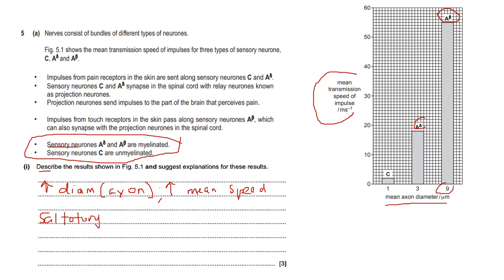Saltatory, I think that's an A over here. Yes, saltatory, because that looked weird. So you can then speak about saltatory conduction, talk about the presence of the myelin sheath, and that should give you full answers.